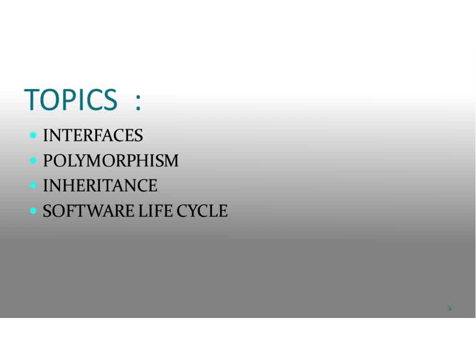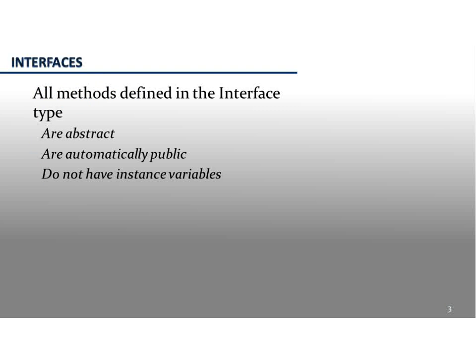Now first is interface. And as you know, in case of interface, all methods defined in the interface type have three properties. The first property is all methods are abstract. Abstract methods we use in interface. So can you tell me what do you mean by abstract method? Yes, very good. It means that they are declared but they are not defined.